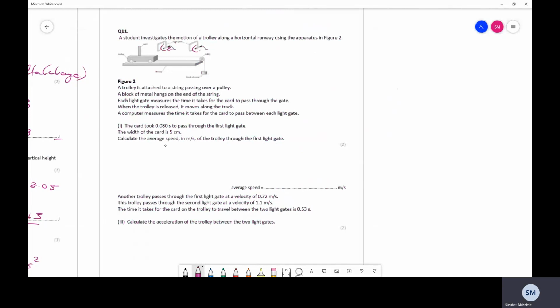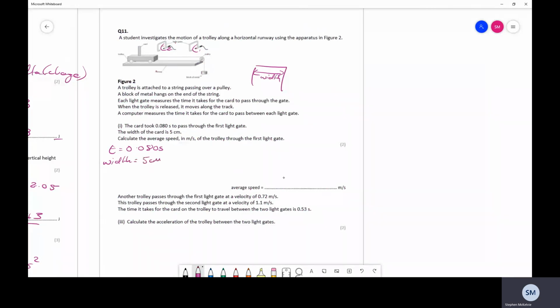When the trolley is released, it moves along the track. A computer measures the time it takes for the car to pass between each light gate. The card took 0.08 seconds to pass through the first light gate. The width of the card is 5 centimeters. Width is weird. We never looked at anything for width, but I'm going to write down that width. I've got no symbol for width because I've never given you one. I'm going to write down that it's equal to 5 centimeters.